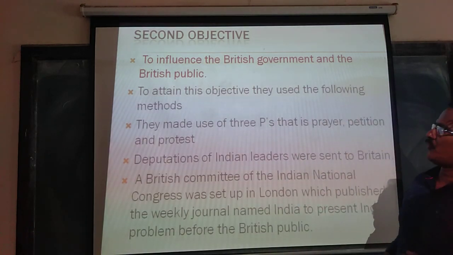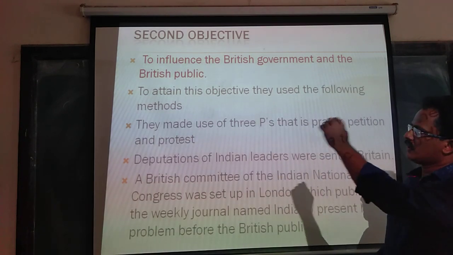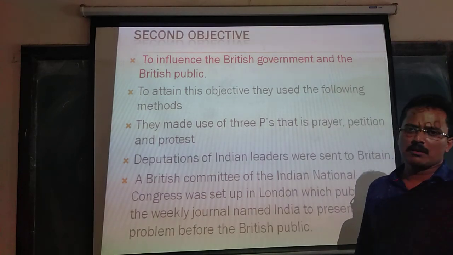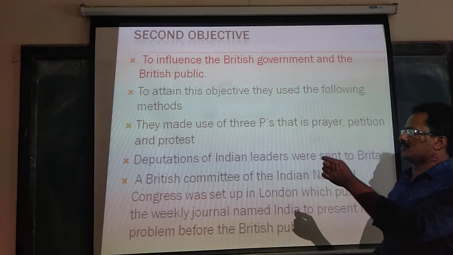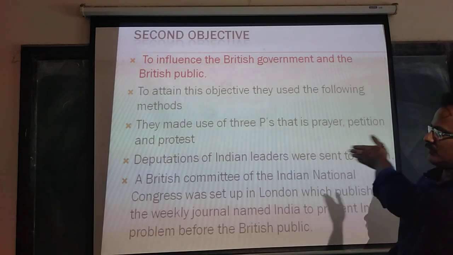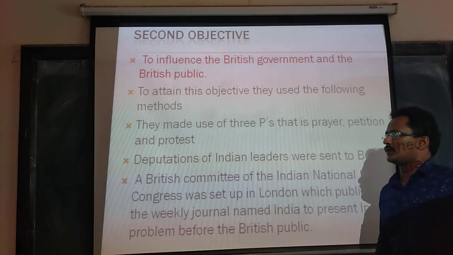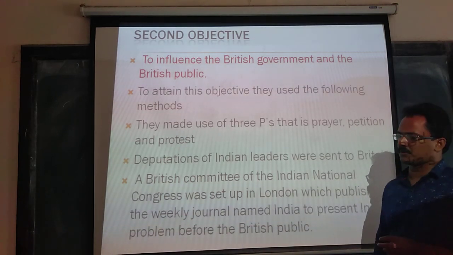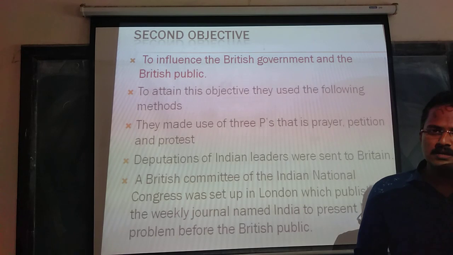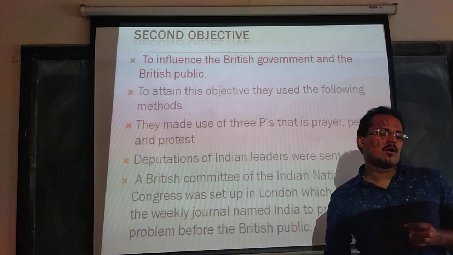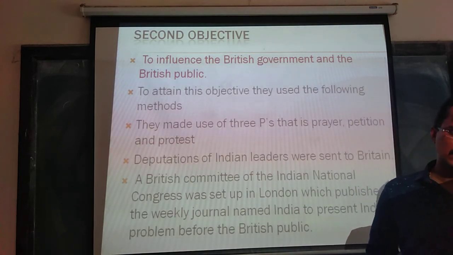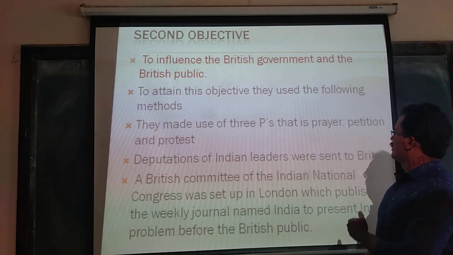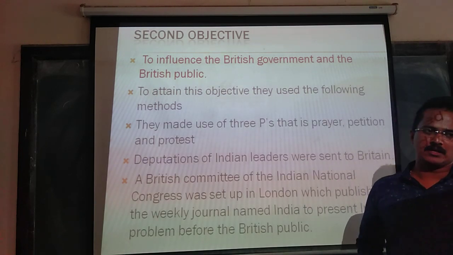In order to attain the second objective, they used another set of methods. These methods are called the second set of methods. Following are the points of the second set of methods. They made use of the three P's, that is prayer, petition and protest. The early nationalists were depending on the generosity of the British. That is why they used the three P's method: prayer, petition and protest.